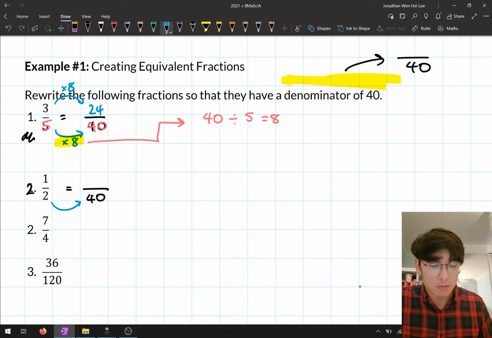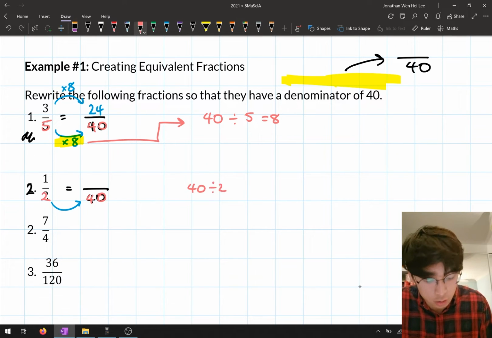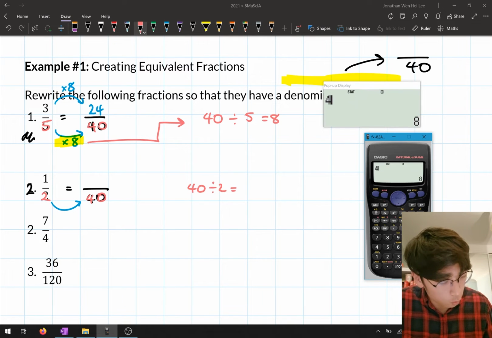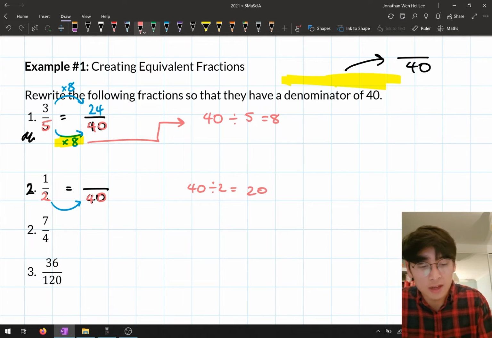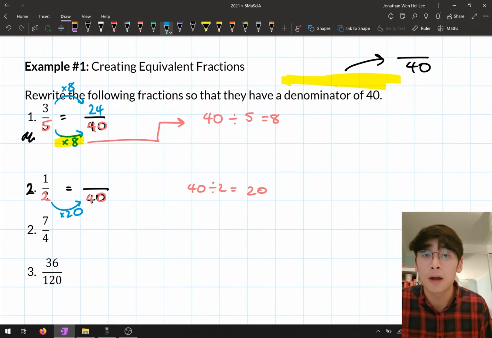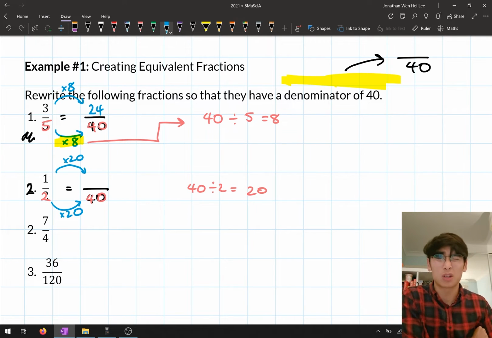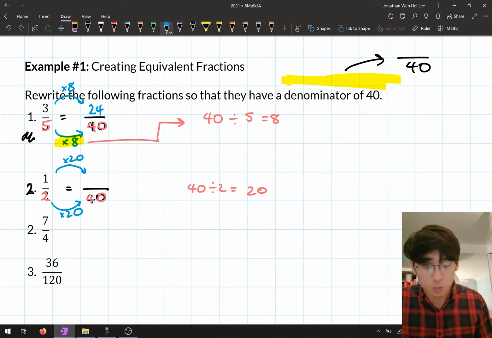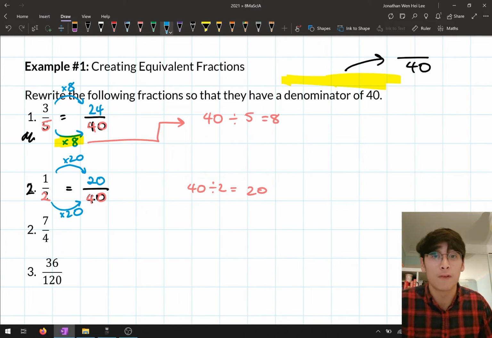If you're not quite sure about your times tables, we can actually work backwards. If our finishing is 40 and we start off with 2, we can just go 40 divided by 2. 40 divided by 2 gives me 20, which means I need to multiply the denominator by 20. I also need to do the same to the top, so 1 times 20, which just gives me 20. So the equivalent fraction of 1 over 2 as a fraction over 40 is 20 over 40.